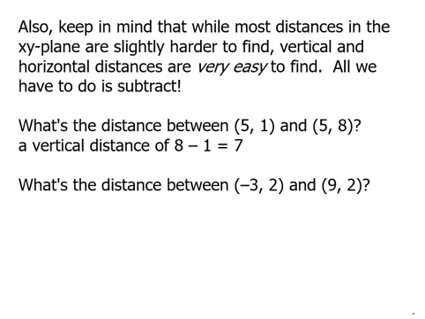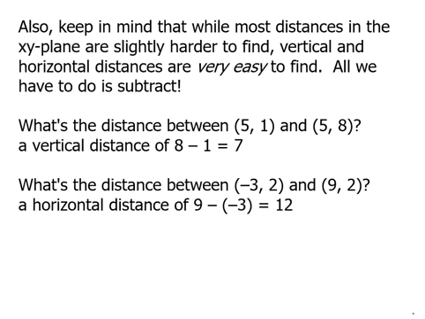What's the distance between negative 3, 2 and negative 9, 2? Those are on the same horizontal line. They have the same y-coordinate. And so we just have a horizontal distance from negative 3 to positive 9. And when we go from negative 3 to positive 9, 9 minus negative 3 is 9 plus 3, which is 12.